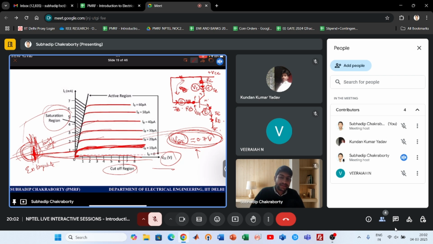So saturation, does anyone understand what is actually happening? Saturation and cutoff. Cutoff you understand, I think. Cutoff means no current, it is behaving as a switch. So when will it happen?